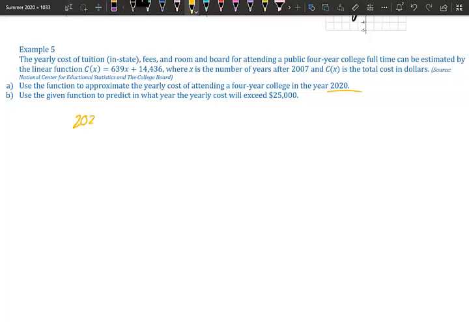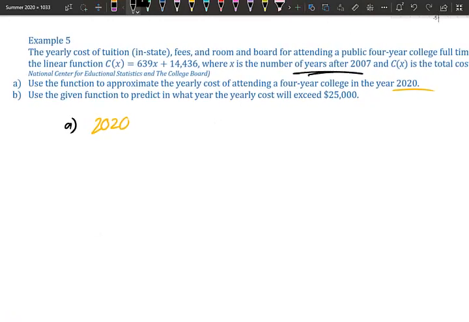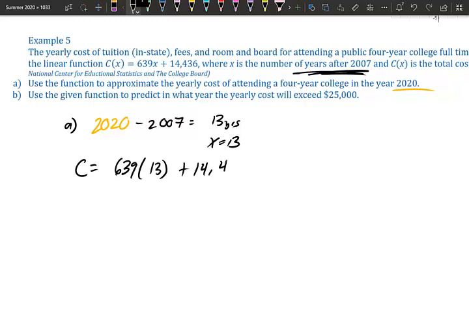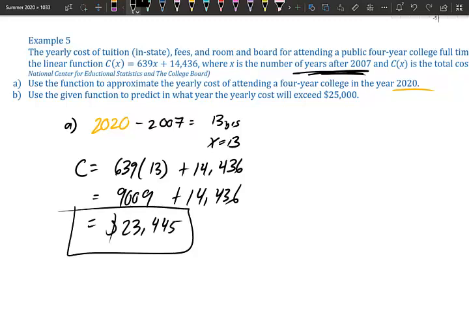So we have 2020. That means how many years after 2007? So minus 2007, that's 13 years. That means x is 13. So let's plug it in. We have cost equals 639 times x, which is 13, plus 14,436. 639 times 13 is 9,009, plus 14,436. Add them up, and we get $23,445.